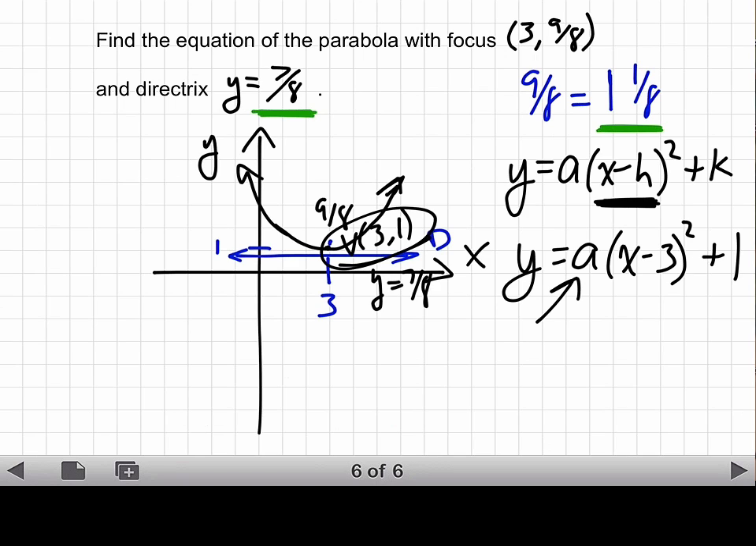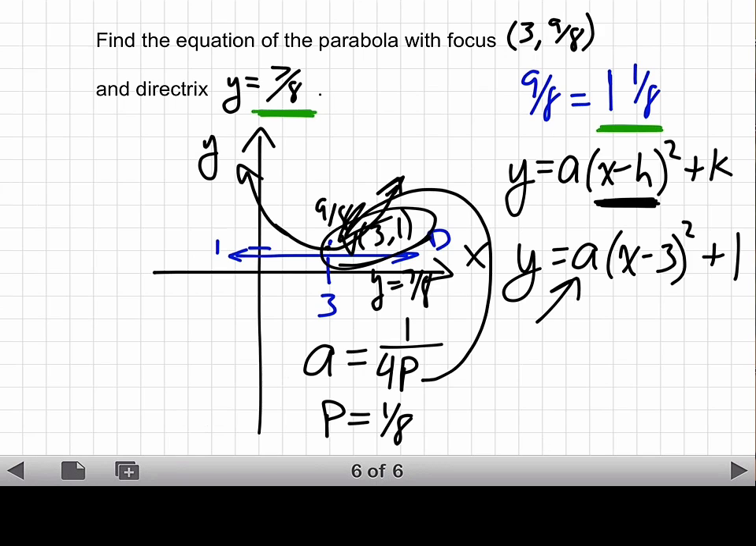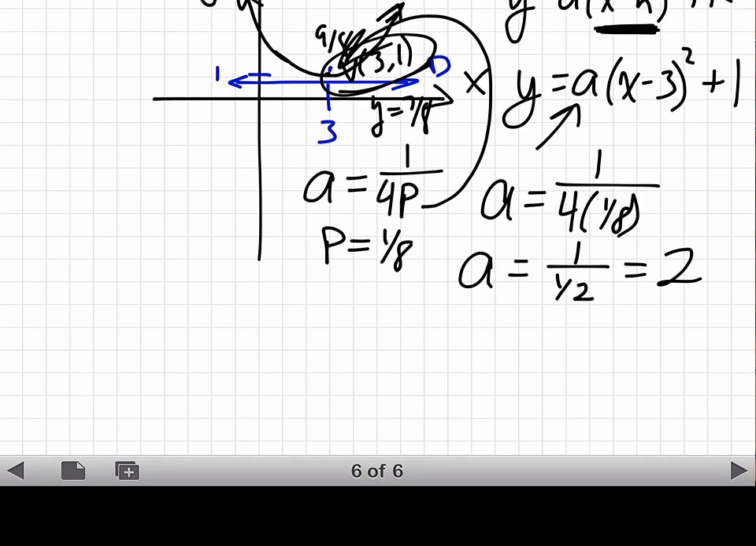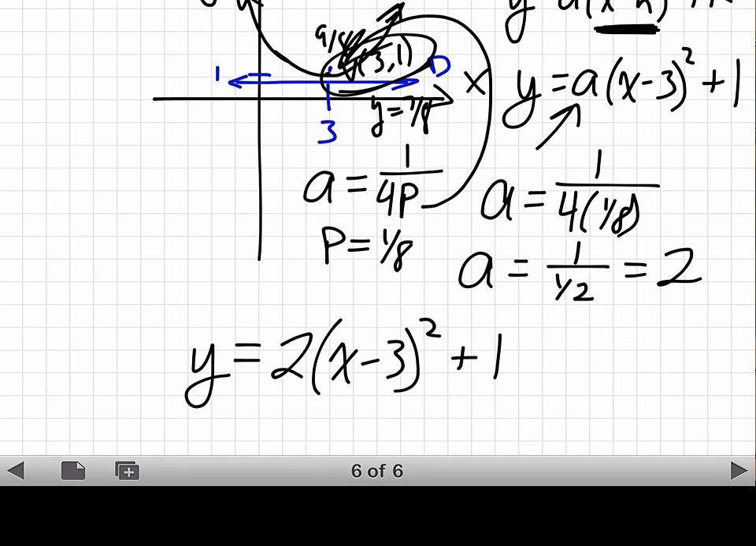Now it's left to us to find a. A is equal to 1 over 4p, and p is the distance between the focus and the vertex. In this case, p is 1/8. So a is going to be 1 over 4 times 1/8. That means that a is equal to 1 over 1/2. The reciprocal of 1/2 is, of course, 2. And so finally we can say that the equation is y equals 2 times the quantity x minus 3 squared plus 1.